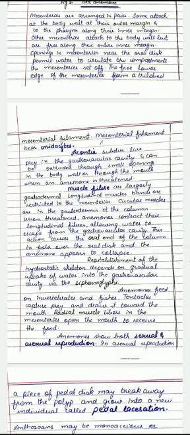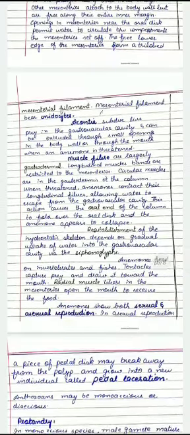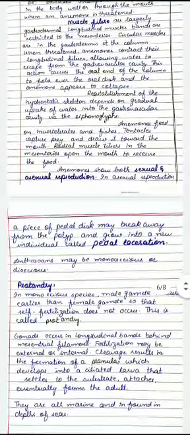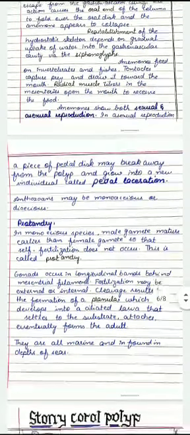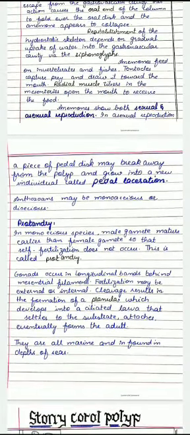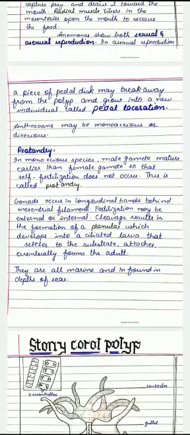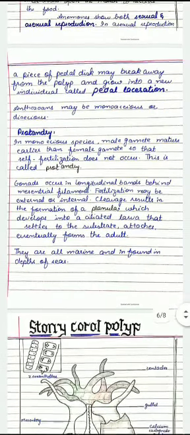Anemones show both sexual and asexual reproduction. In asexual reproduction, a piece of pedal disc may break away from the polyp and grow into a new individual, called pedal laceration. Anthozoans may be monoecious or dioecious. One of the important terms is protandry. In monoecious species, male gametes mature earlier than female gametes, so that self-fertilization does not occur. This is called protandry. Sea anemones are all marine and are found in the depth of the sea.